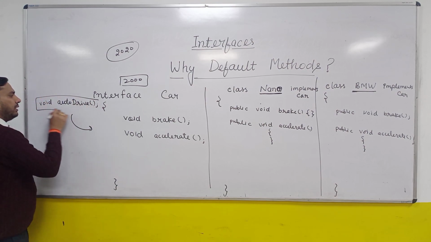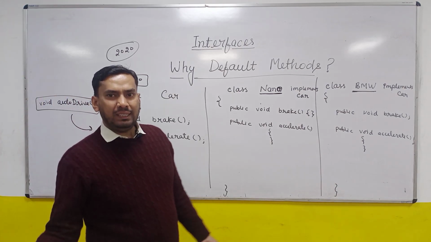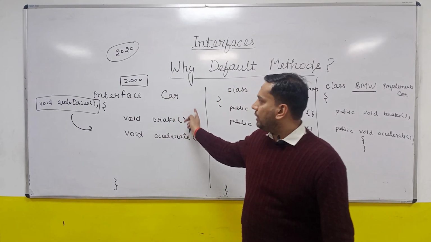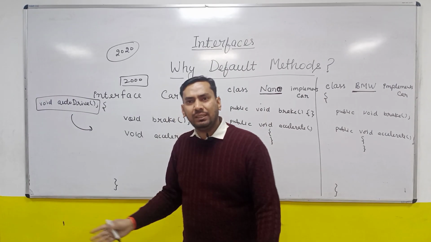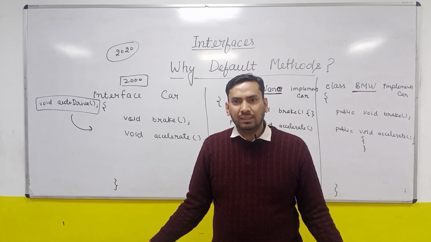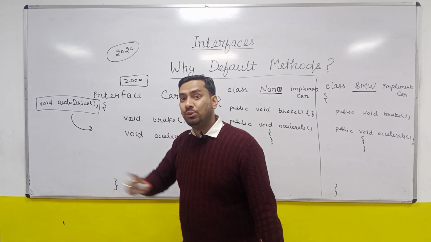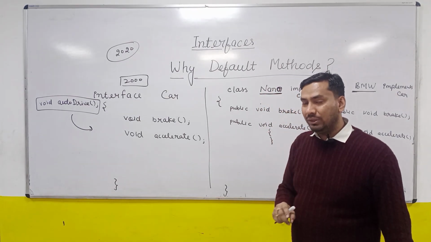Because up to JDK 7 we were supposed to provide only the abstract method inside the interface. So now this interface wanted to add a new method, auto drive. So definitely they will add it as an abstract method, no other option. So as soon as you introduce a new method, auto drive, what is going to happen? Just think about this.